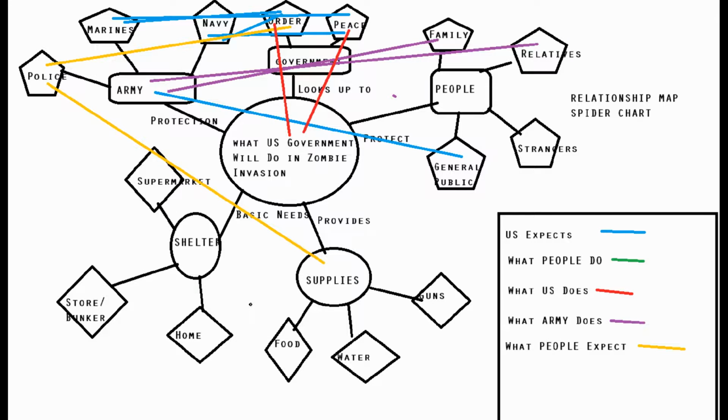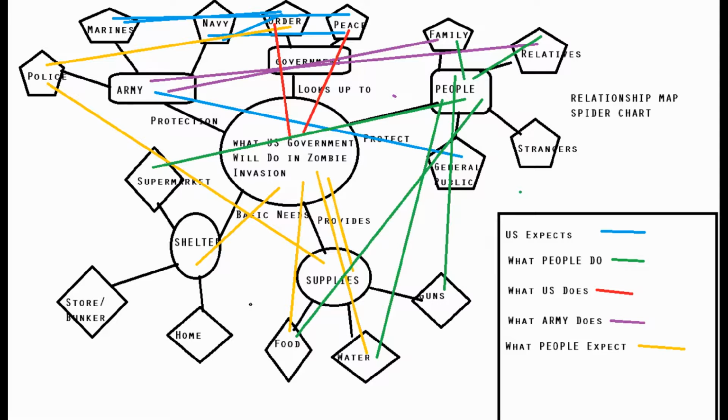What the U.S. does is they go to the government and attempt to keep order and peace with the help of the Army and the people throughout the crisis. What the people expect out of everything is they want the government to provide the shelter necessary to survive and supplies such as food and water, otherwise known as the basic human necessities of survival: food, water, and ultimately shelter. What the people do is they will abandon strangers and the general public overall, and they will go live with their families and relatives and gather supplies and find a shelter.